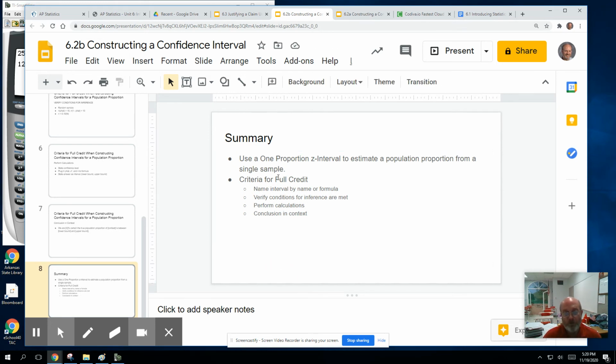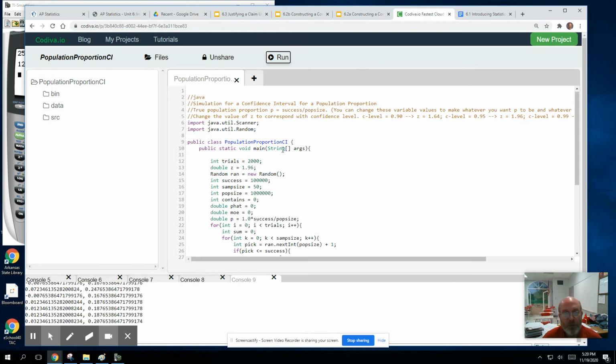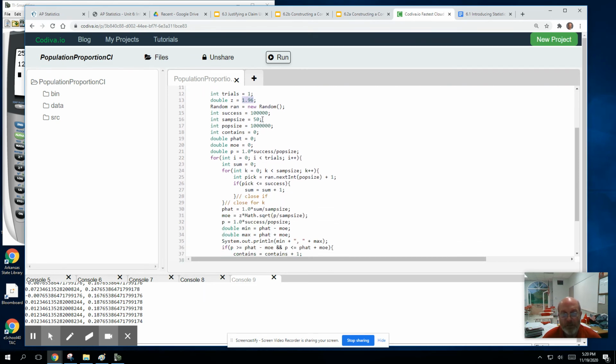Now, let's talk a little more about what this confidence interval is. Recall, I meant to show you this, and I forgot: I wrote this simulation to simulate confidence intervals. I'm going to put one trial here to start with. Z for a 95% confidence interval is 1.96. I'll show you how to find that in the next video.